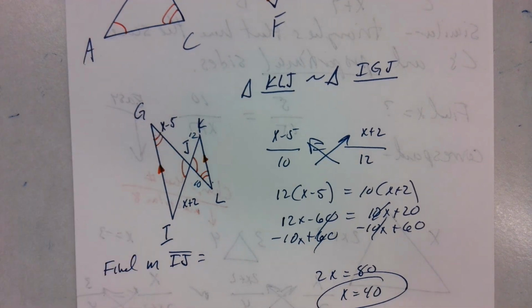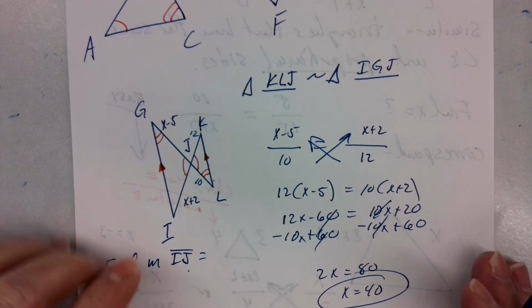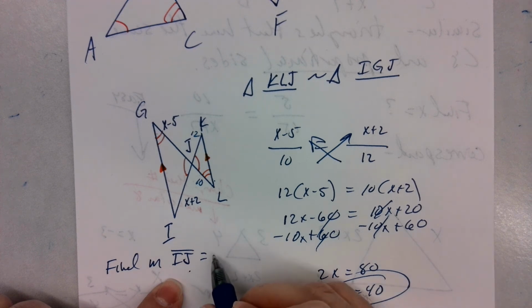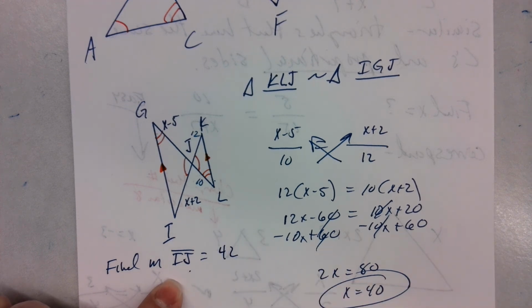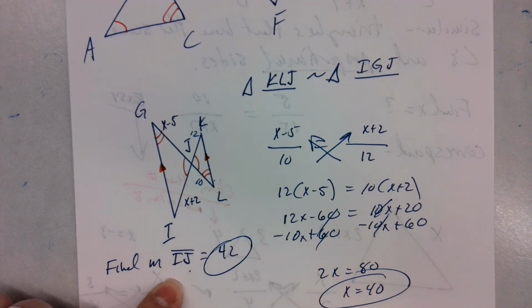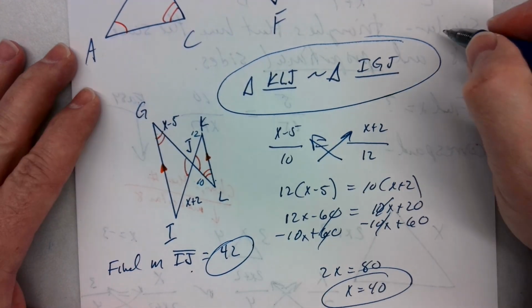Right now, am I done? What is 40 minus 5? Yeah, so the problem asked me to find I to J, right? I found x. Did I find I to J? No. So what's the answer here? The answer is actually going to be 42, isn't it? Because isn't I to J just x plus 2? Well, if x is 40, doesn't that make it 42? Now, understand how many steps we had to do to truly get the answer, right? You first have to generate a similarity statement.